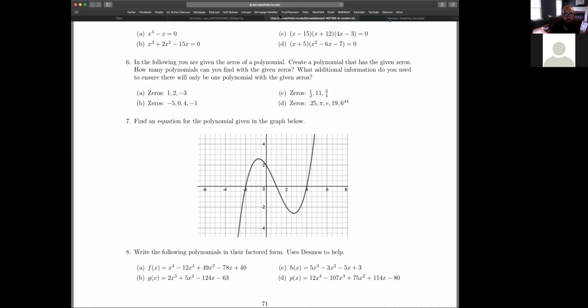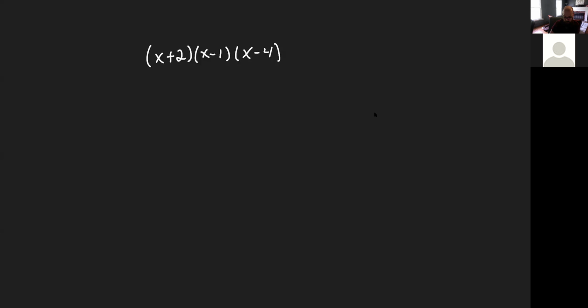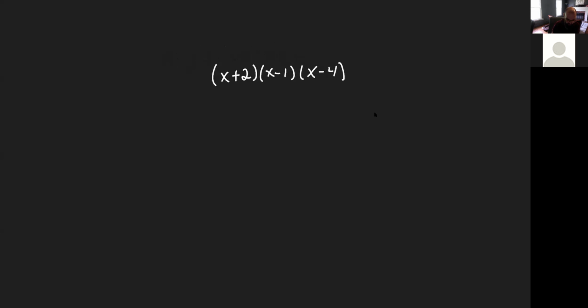If we look at our graph, one additional piece of information we could use is one point. This point on our graph is (0, 2). So it tells me that if I plug in 0, I should get an output of 2. Okay, so let's jump over here to our Blackboard and see how we might do this.